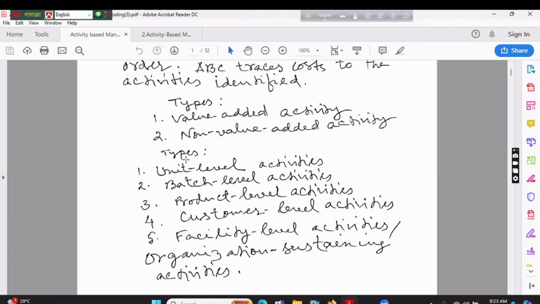Classification of activities for the assignment of cost. There are generally two types of costing: traditional costing or functional costing, and activity-based costing or refined costing.